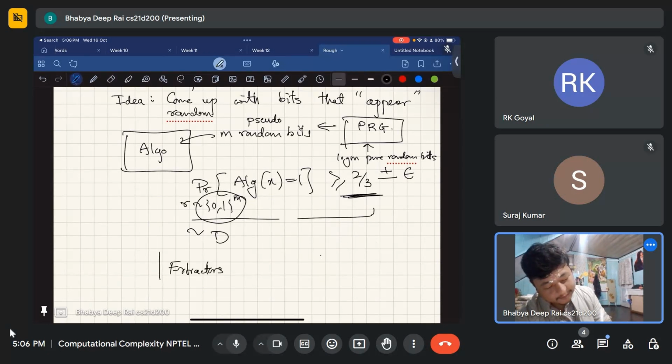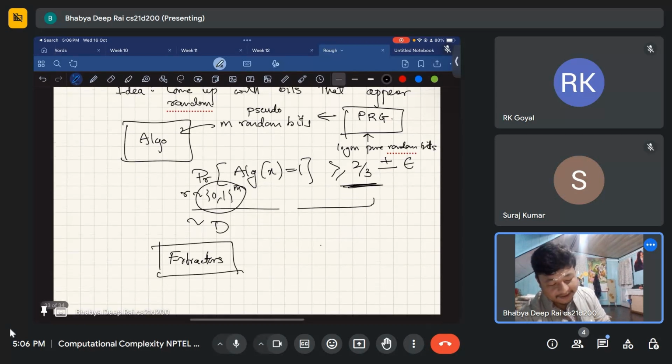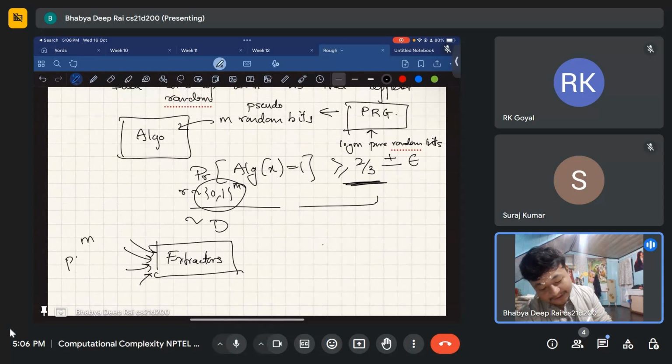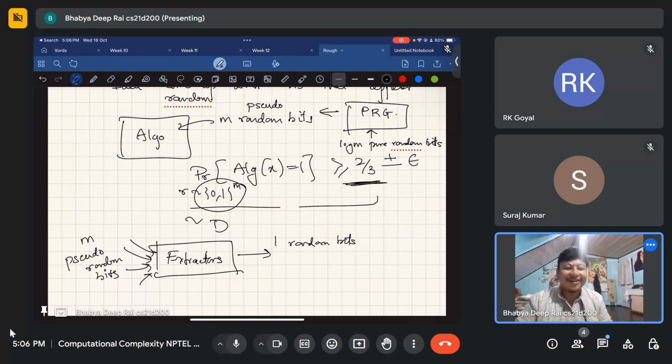Not much is known about extractors, but here you are doing the opposite. You give some m pseudo random bits, and the extractor will come up with one random bit. It's doing the opposite of what a PRG does. You give many pseudo random bits, and I'll compress it into a single purely random bit, or highly random bit. And this is what an extractor does. So this is a way to reduce the randomness, and this is a method to do de-randomization.